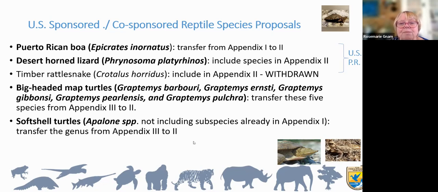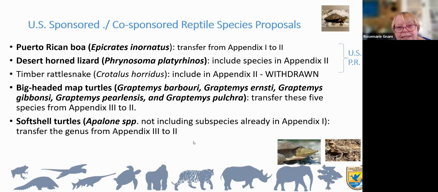Desert horned lizards: the US brought a proposal forward to include one species in Appendix 2. However, Mexico brought a proposal forward to include all horned lizards, all Phrynosoma species, in Appendix 2. According to the rules of procedure, we discussed the Mexican proposal and our proposal. The Mexican proposal was supported by consensus by the parties, so we didn't do an individual decision on the desert horned lizard. All horned lizards are now included in Appendix 2, including the US species and the Mexican species.